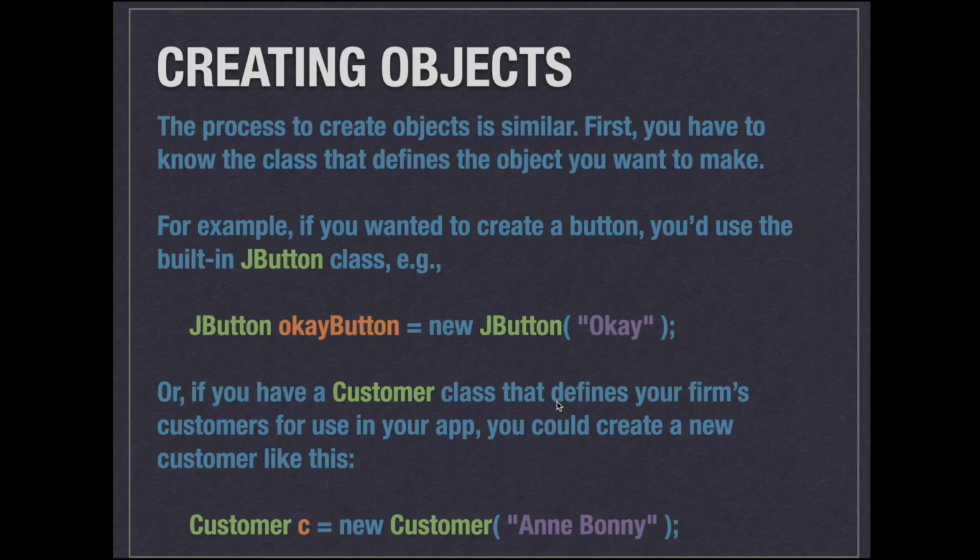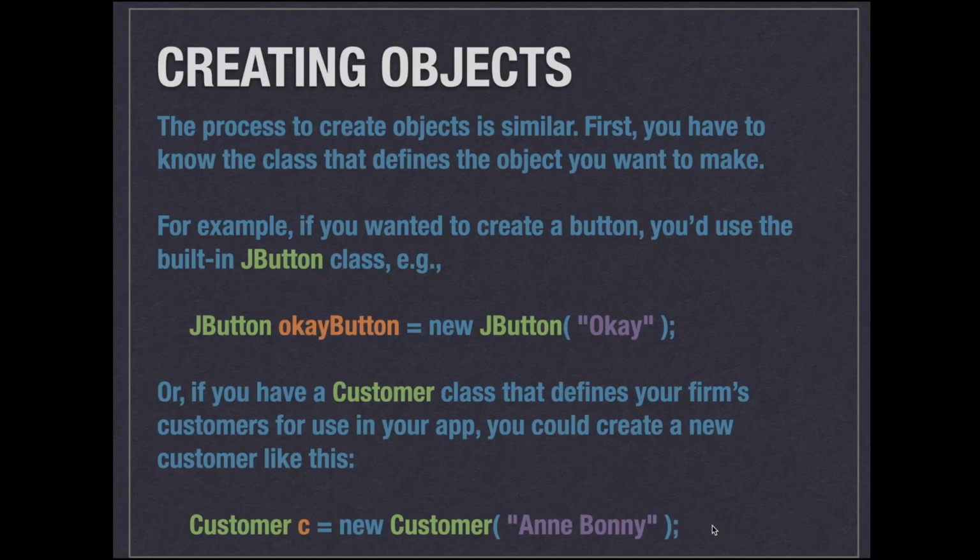But let's say that you have a customer class that either you created or somebody in the organization created. You might create a new customer with a given name, something like this. It would be the name of your custom class, which is Customer, the identifier c, which is just a valid identifier, the assignment operator, the new keyword, the name of the class again, and then anything that was required to set up new customers based on the Customer class that you're using.